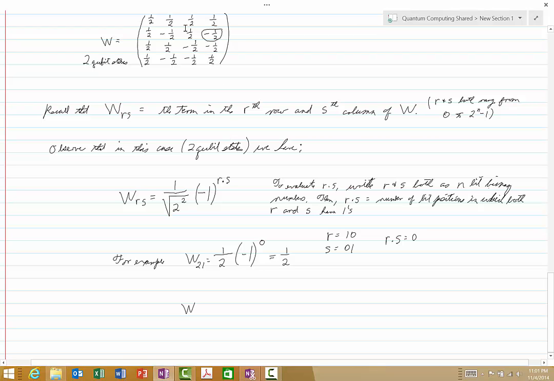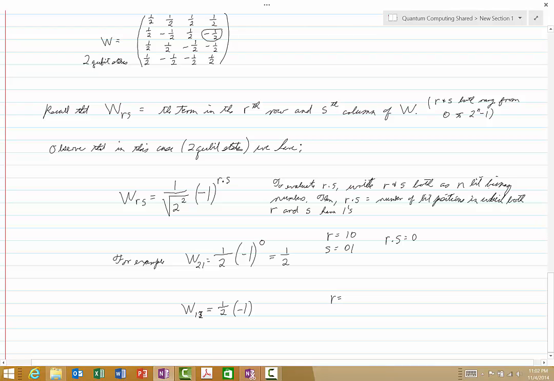Okay, so how would this go? Again, this is row 0, row 1 here. So the row number R is 1, and what is the column number? Remember column 0, 1, 2, 3, so this is column number 3. So we're calculating W13, and according to this formula, the square root of 2 to the second power is 2, so we have 1/2. And now minus 1 to the R dot S power, and let's find out what R and S are here. R is equal to 1.